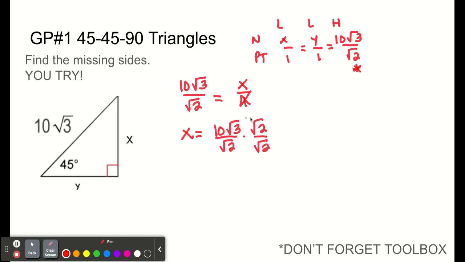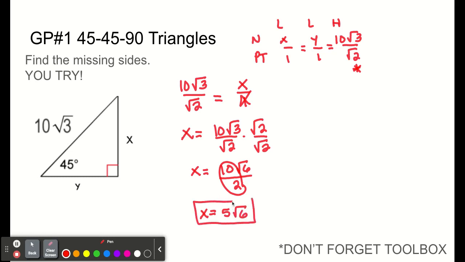Remember, we can only multiply inside numbers with other inside numbers. So the numerator will be 10 radical 6, and in the denominator, the square root of 2 times the square root of 2 is 2. We then simplify, leaving us with 5 radical 6. So x is equal to 5 radical 6. Again, the legs are always going to have the same measure. So y will also be 5 radical 6.